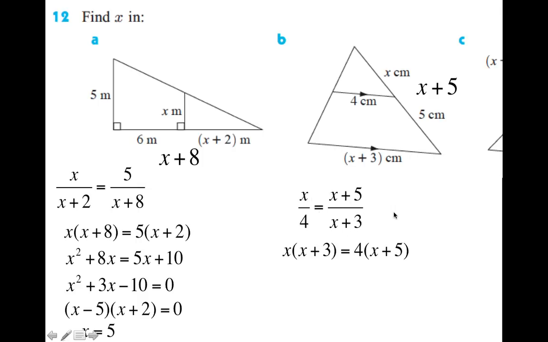Cross multiply again. x times that right here, 4 times that over here. Multiply through: x squared plus 3x equals 4x plus 20. And I'm going to stop there. You can do the rest. You get the hang of it now. All this is going to move over, make 0, factor it, or use the quadratic formula. Solve it, get an answer for x. You can do it.